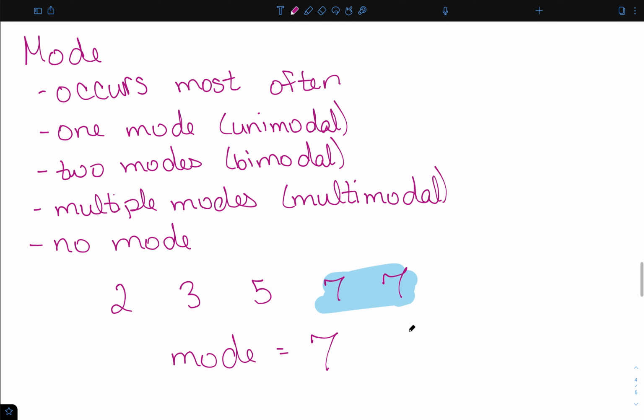The mode is used when the most typical case is desired, and it's also the easiest measure of center to compute. In addition, it can be used when the data is categorical or numerical, unlike the median and the mean, which have to have numerical data. However, the mode is not always unique, and it may not even exist, so oftentimes it is not an ideal measure of center.